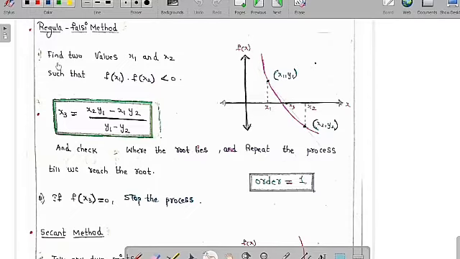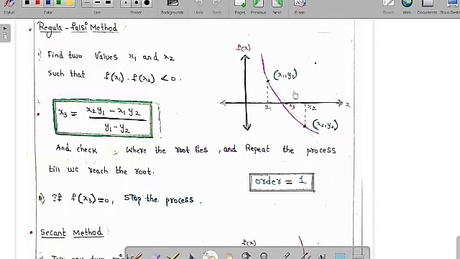See, the first step in the regula falsi method is to find two values x1 and x2 such that f of x1 into f of x2 should always be less than 0. You have to choose any two values x1 and x2 such that this condition is always satisfied, which is f of x1 into f of x2 is always less than 0. Suppose this is the point x1, so this point is x1 comma y1 and this is x2 comma y2. So now you have to choose 2 points in such a way that f of x1 into f of x2 is always less than 0.